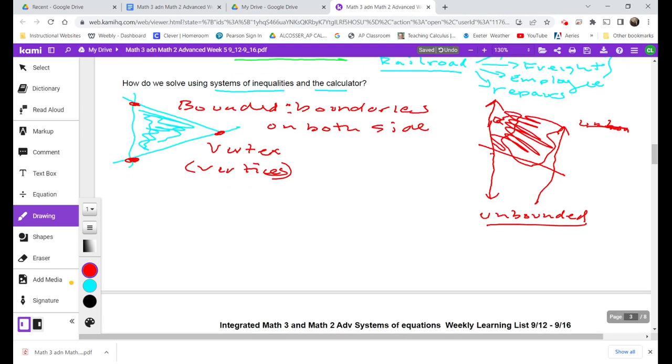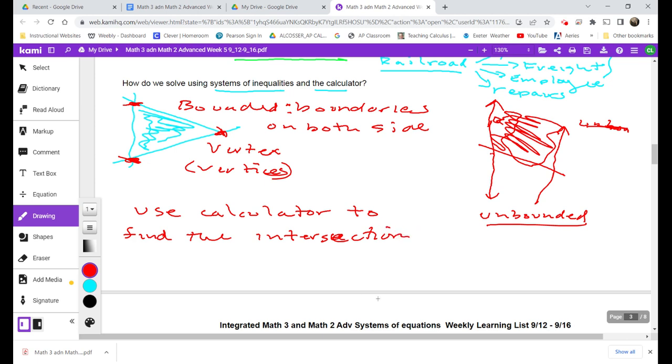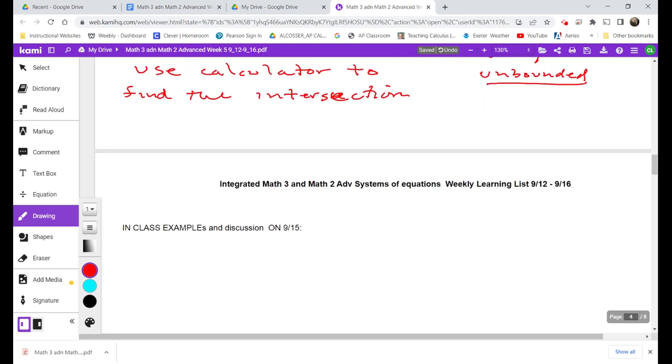All right. So how do we solve systems of inequalities and the calculator? Remember, what we're looking for are these vertexes here. And we're going to use the calculator to find the intersection. This is what we've been working on all week long.